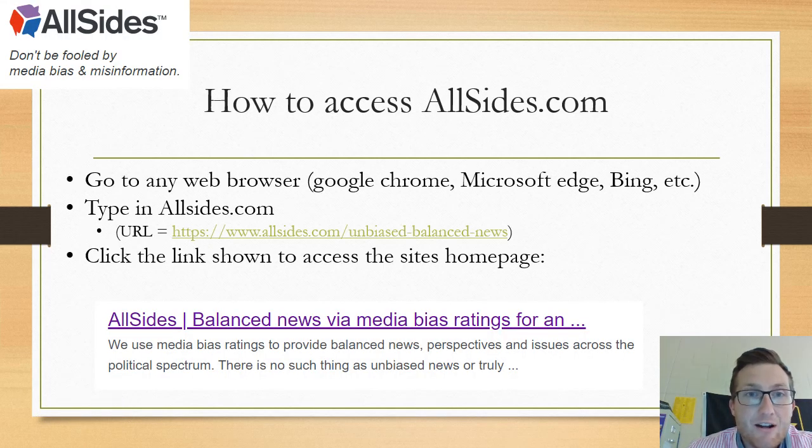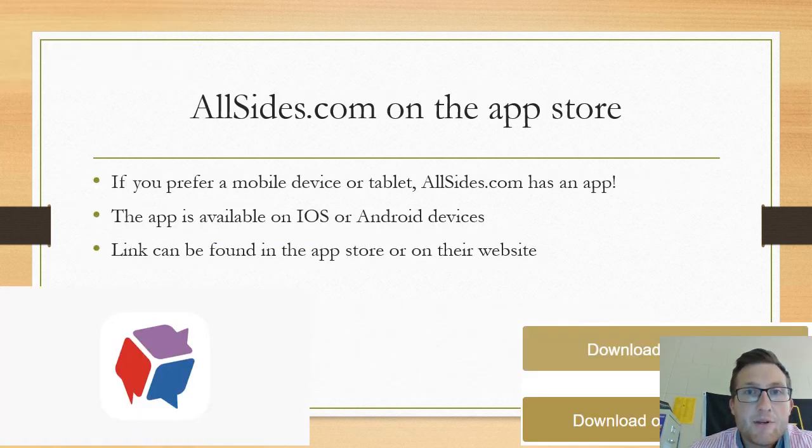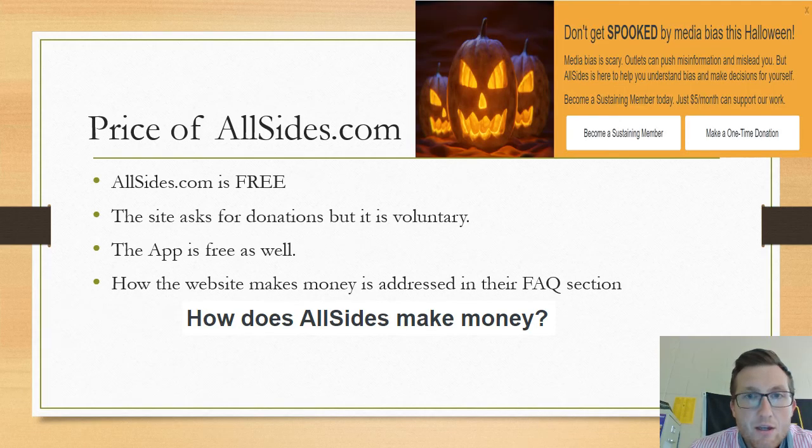Accessing allsides.com is fairly simple. You can go to any web browser, you type in allsides.com, the URL is shown there, and you just click on the link, which I have also shown down below. Allsides.com can also be found on the App Store. The photo that you would find is on the bottom left there, and it's available on iOS or Android devices.